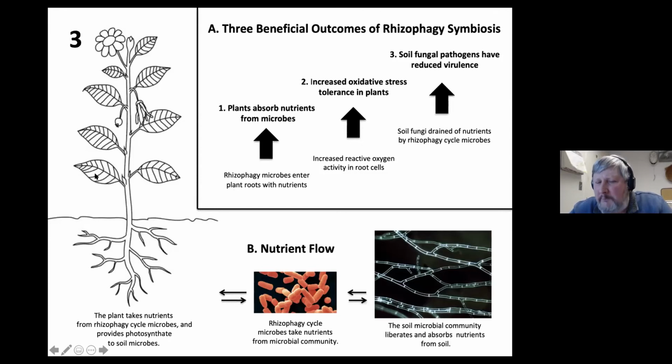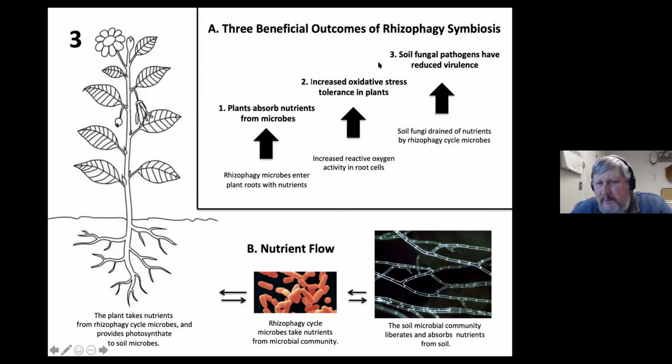There are beneficial outcomes of the Rhizophagy cycle, and I'll just summarize them here. One is that because plants are doing the Rhizophagy cycle, they're getting nutrients from soil microbes, so they have enhanced nutrient absorption. It's not the only way that plants get nutrients, but it's one way that plants are getting nutrients, and they're getting nutrients directly through oxidation of these microbes.